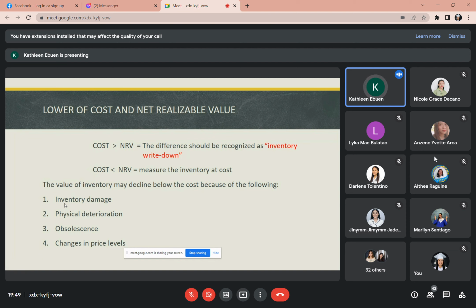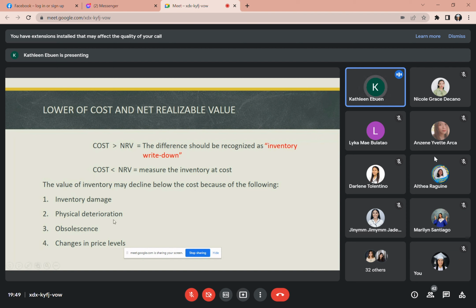So, number one is the inventory damage. Okay, so for example, class, yung goods mo is nanggagaling pa sa ibang bansa or galing pa sa ibang lugar. So there are times na nadadamage yung items natin. So therefore, hindi na natin siya maibebenta at the original selling price. Minsan puhunan sale pa natin, minsan naman is mas mababa pa sa cost. So therefore, ire-record natin ito at net realizable value.